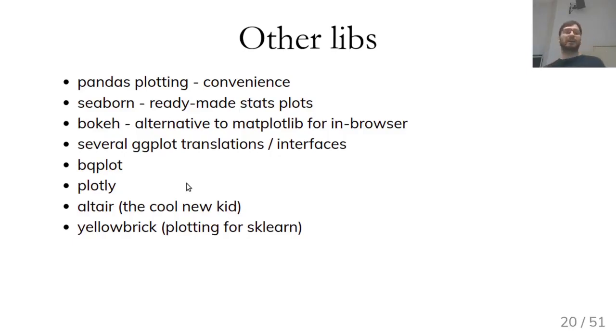Seaborn has a lot of ready-made stats plots that can be quite useful, though I find for the kind of data that I have, they're sometimes a little bit cumbersome. But yeah, your mileage may vary. It definitely has many more ready-made plots like violin plots and facet plots and small multiple plots that are not easily built, or are a little bit annoying to build, in Matplotlib directly.